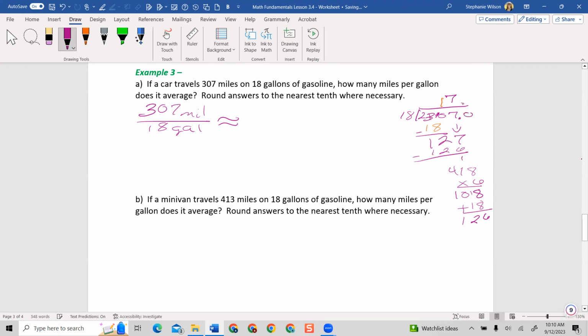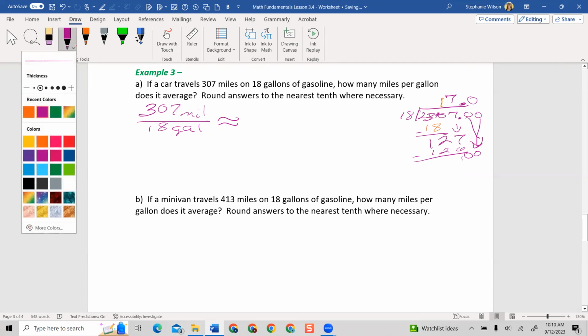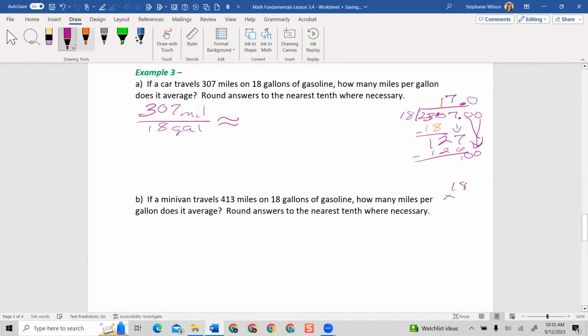If I add a decimal and bring a 0 down, 18 goes into 10 0 times. It says round to the nearest tenth. So if I bring down another 0, 18 goes into 100. Let's try 5 times. That might be a little steep, but let's try. And we might go 6. Well, no, 6 busted. But anyways, 18 times 5. 5 times 8 is 40. Carry the 4. 5 times 1 is 5, plus 4 is 9, so 90. Perfect. So it goes into it 5 times.